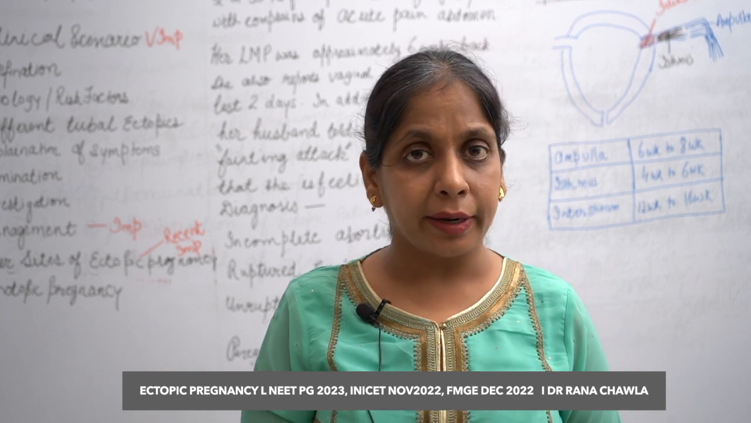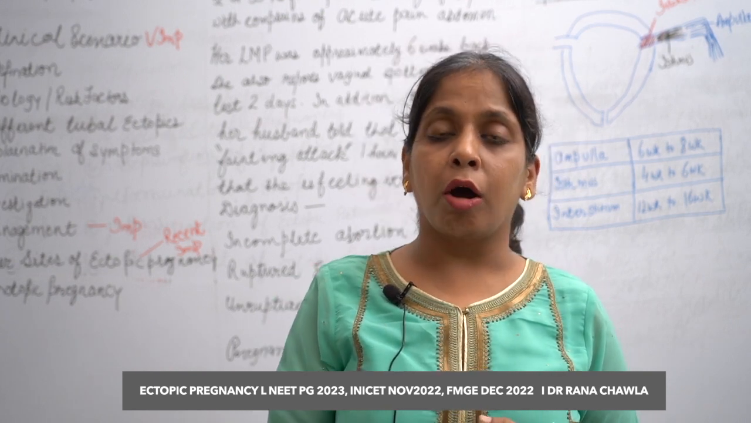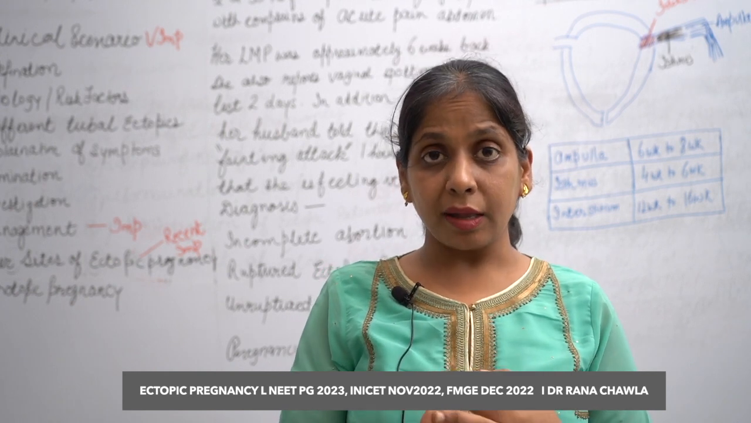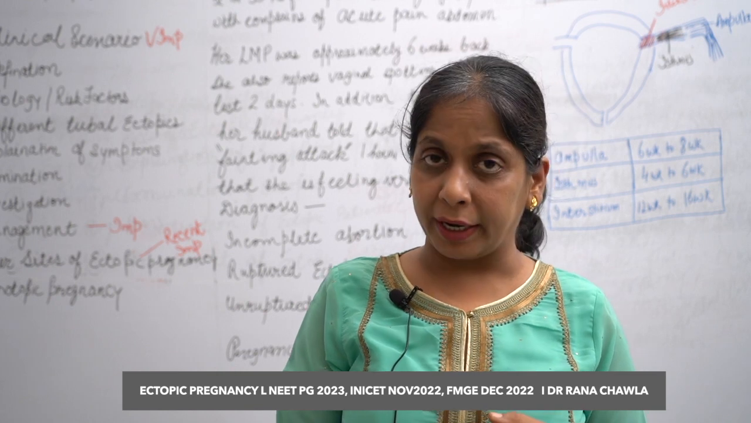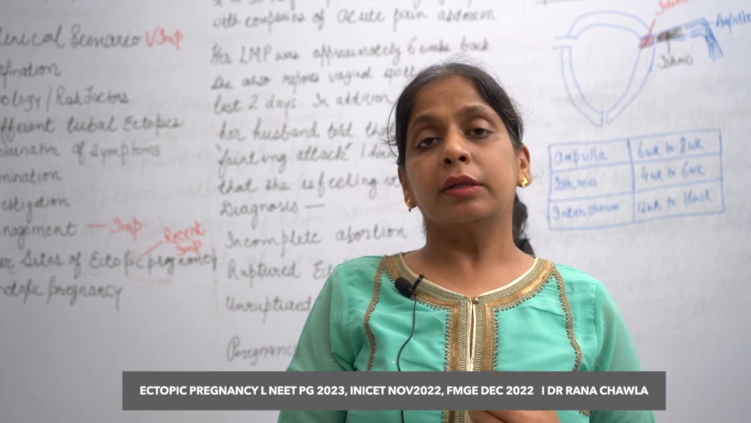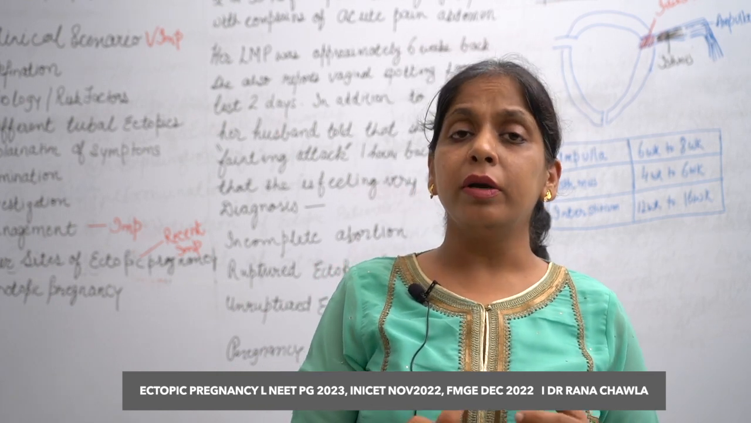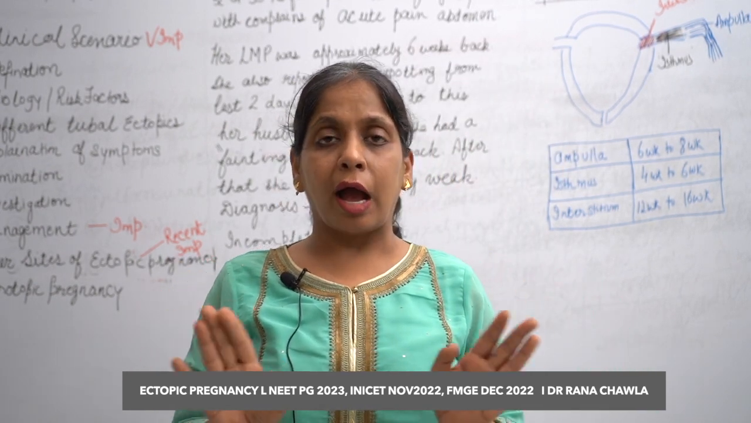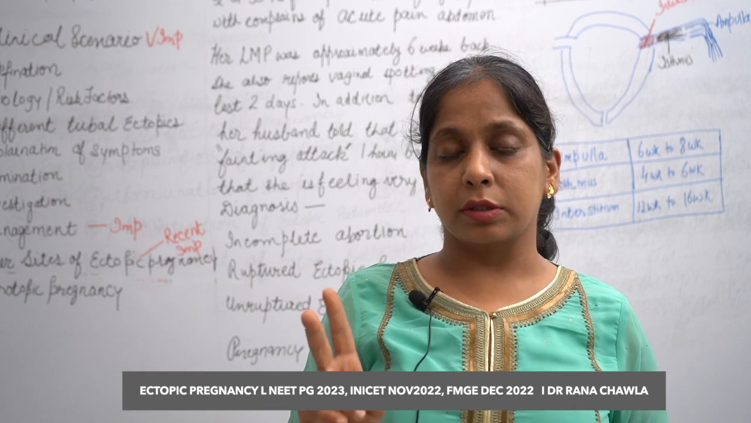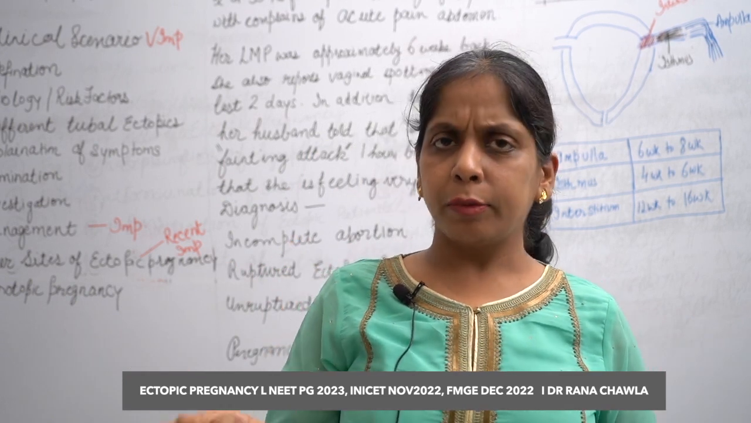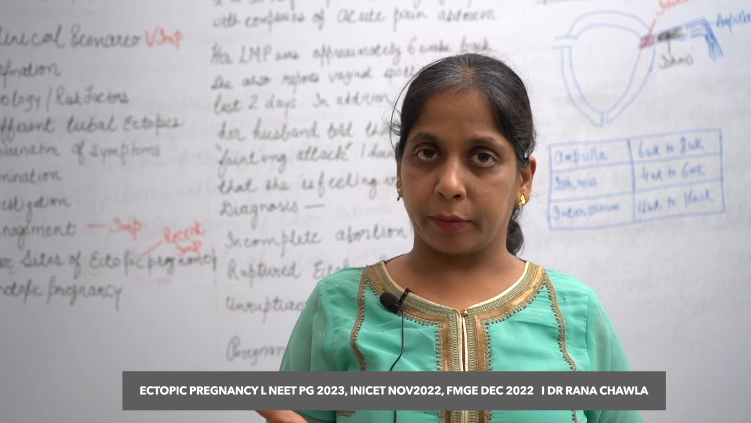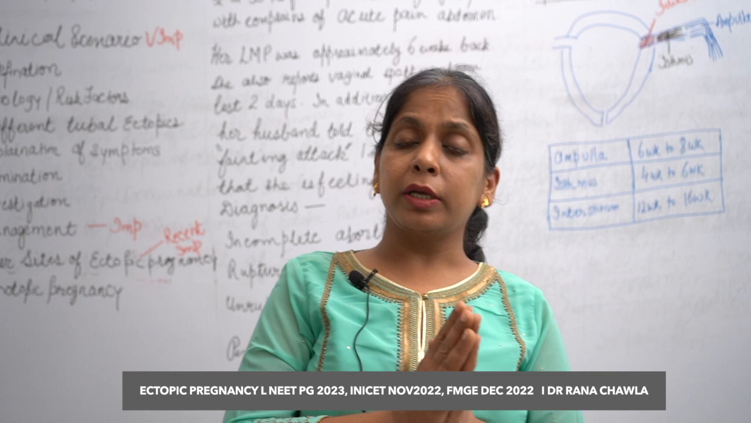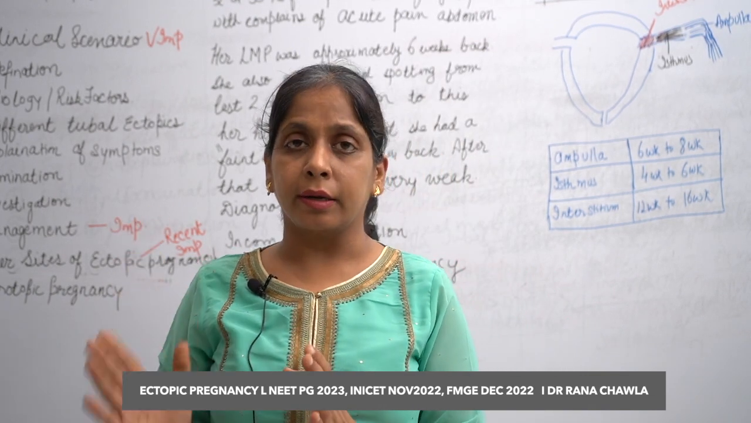Number one is early pregnancy or amenorrhea of around 6 to 8 weeks. Number two is acute pain, and number three is vaginal spotting. So whenever in the emergency you hear these three symptoms, you have only two diagnoses: one is abortion, which can be of any type, or the ectopic. Now, ectopic is of two types, ruptured and unruptured.